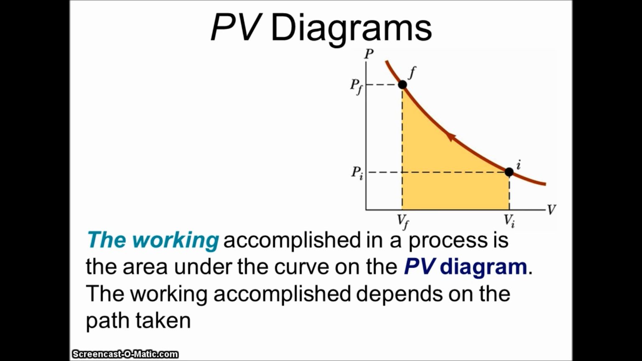More than that, look at the red curve. Notice how the curve's going upward to the left on a kind of inverse or hyperbolic path. So it's going from a low pressure PI and a high volume VI to a high pressure PF and a small volume VF. The work accomplished in a process is the area under the curve on a PV diagram. So notice how it's kind of a yellowish color here. All that area underneath the curve is the work that's being done.